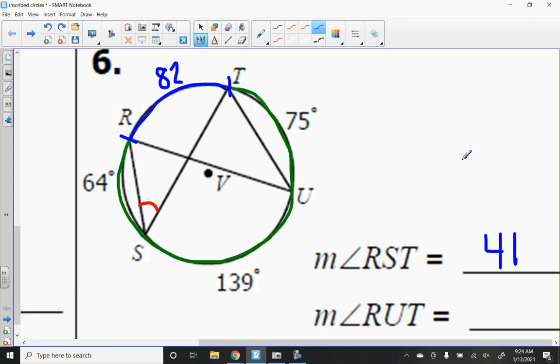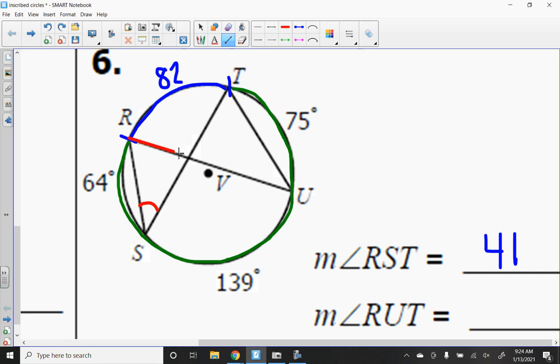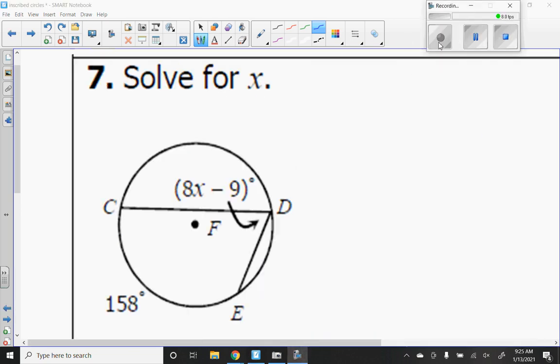This is the first time you're going to see two angles that share the same arc. Because look at the other angle they want. They want angle RUT. So if you look at angle RUT, that also has the same arc. If inscribed angles have the same arc, they have the same measure, because this angle is also half of 82. All right, I'm going to pause this.